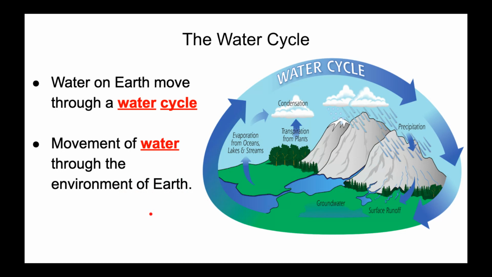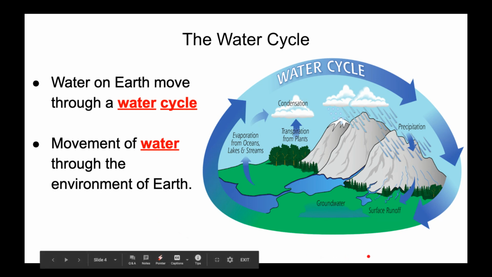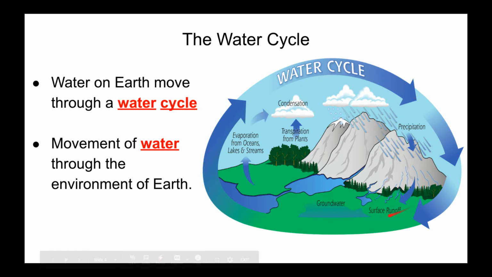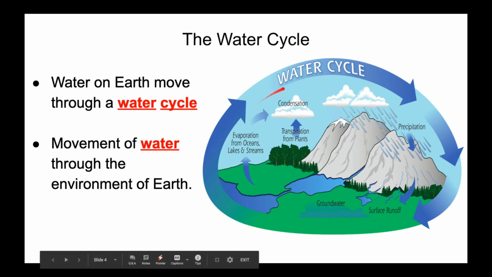So the water cycle is the movement of water throughout the earth. So this picture here represents the different ways that the water can cycle around. And as you'll notice, there's no starting point and there's no ending point. It's just a continuous cycle and it can go in all sorts of different directions.